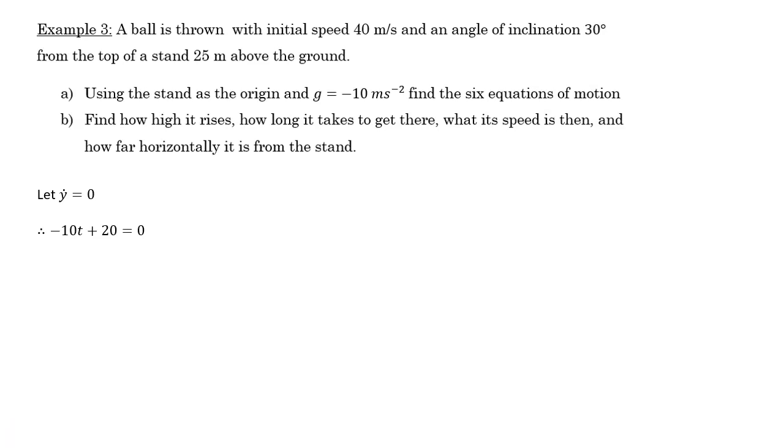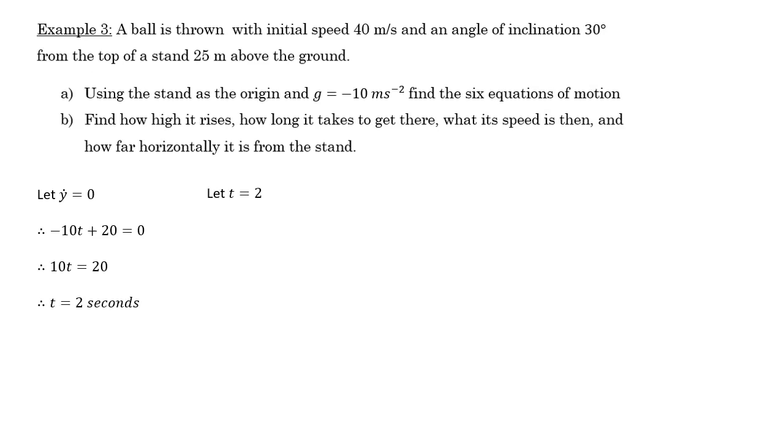Substituting that into our vertical velocity equation, we solve for t, and we find that t equals 2 seconds. So 2 seconds after the ball is thrown, it reaches its highest point. That's sort of the second part of this question. But to find how high it is at that point in time, I have a function that describes the height of the ball with respect to time. That's my vertical displacement equation.